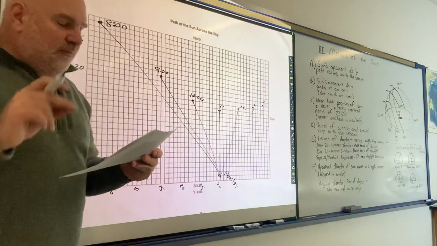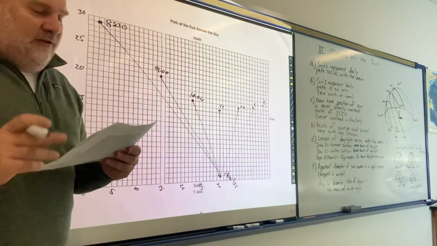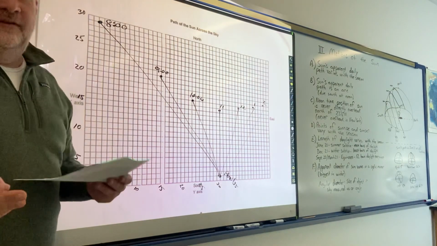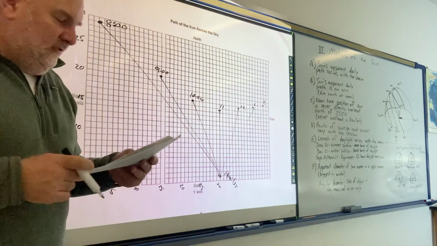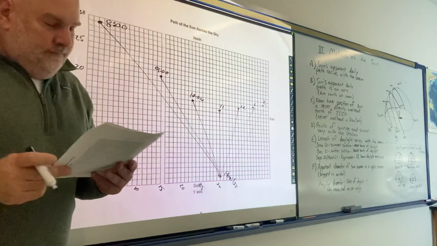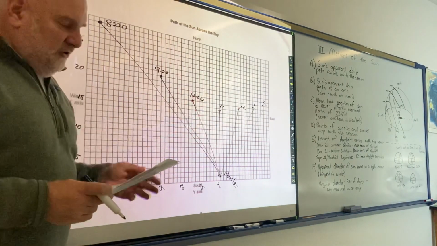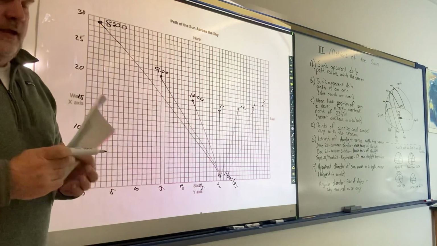Now, the last line in the data table where it says pencil shadow length, pencil shadow, don't worry about that one because there's not going to be a distance between the pencil shadow and itself. And then you just got to answer the questions based on the graph that you made and your data. And that's it.